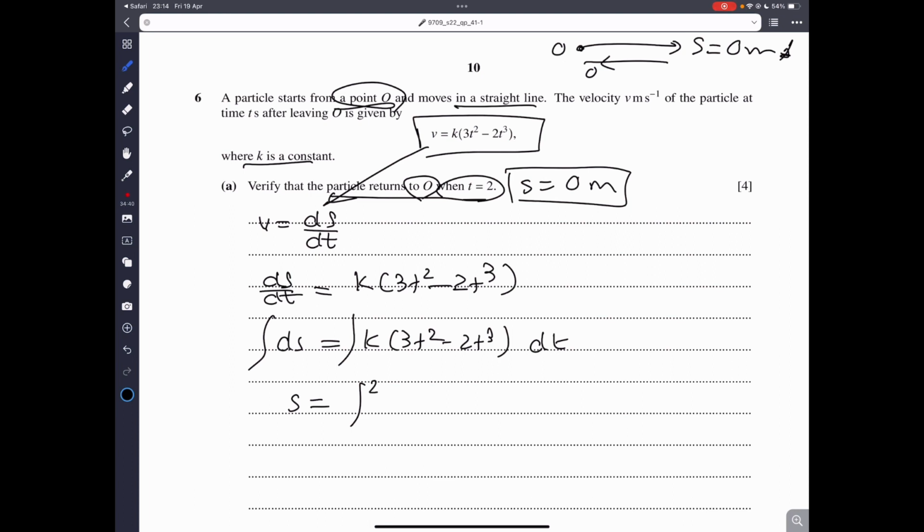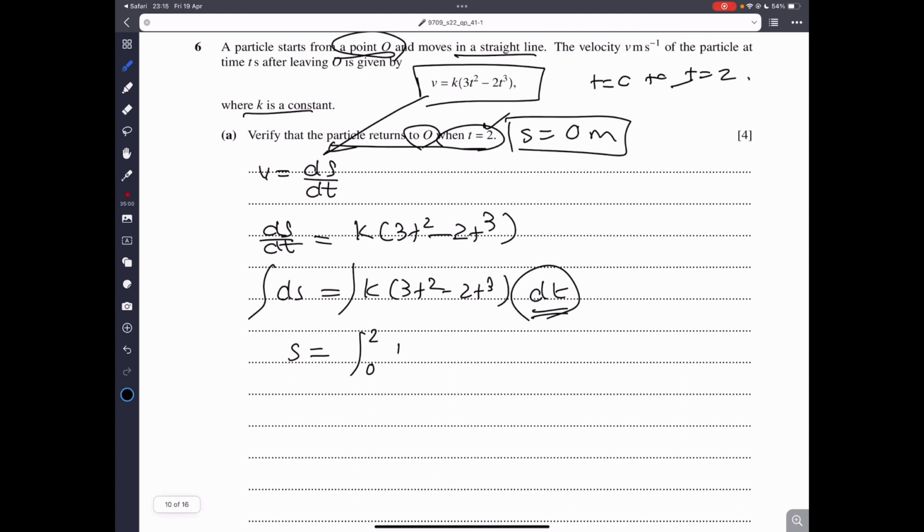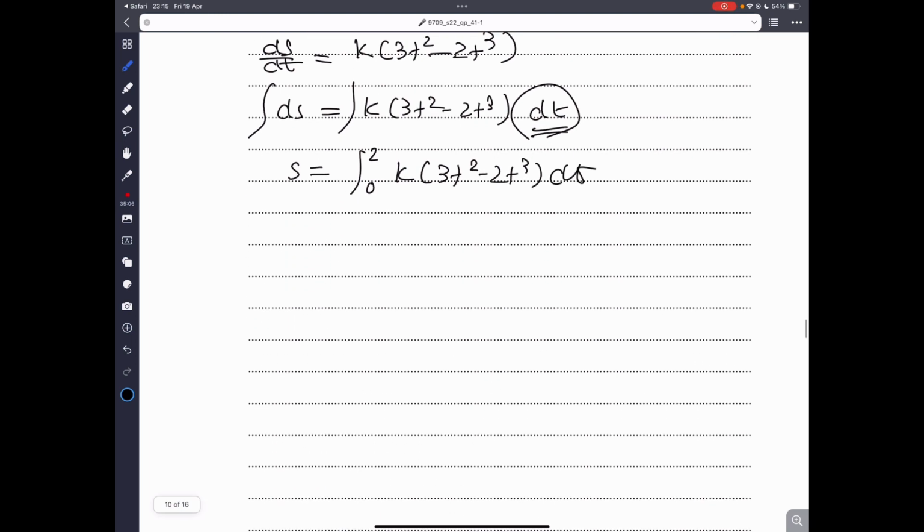And the limit here will be from 0 to 2 because it's moving from time equals 0 to time equals 2. You're integrating it with respect to time. Okay, so you can integrate this, like how you would normally do.